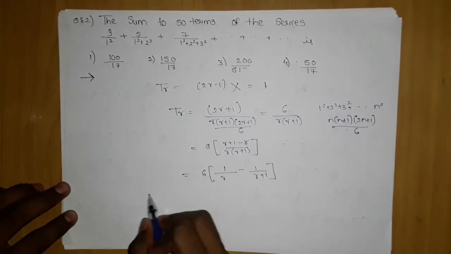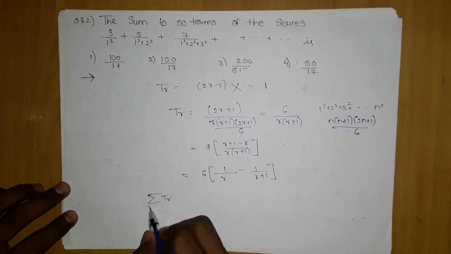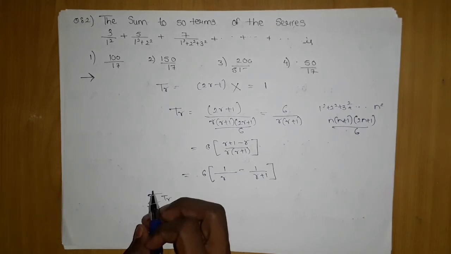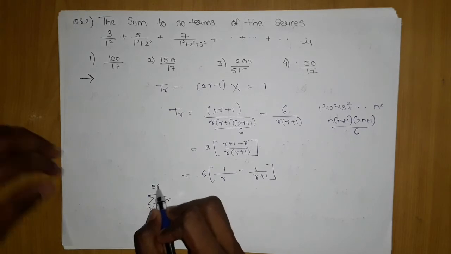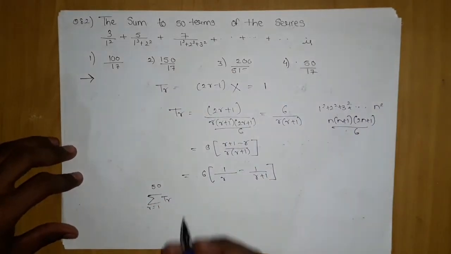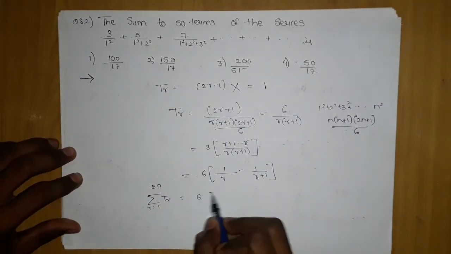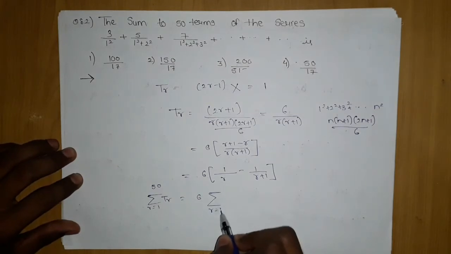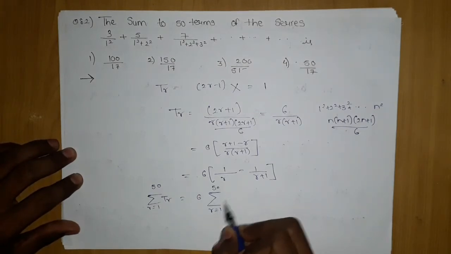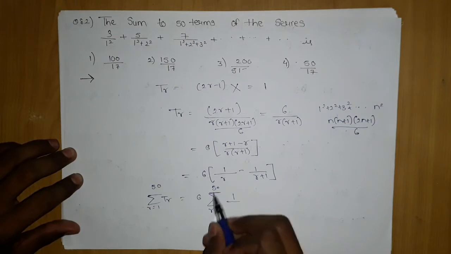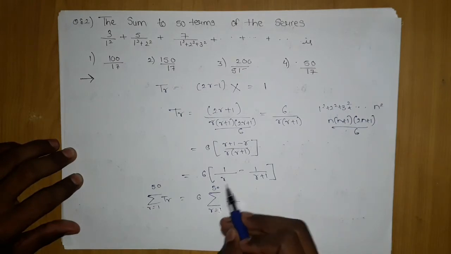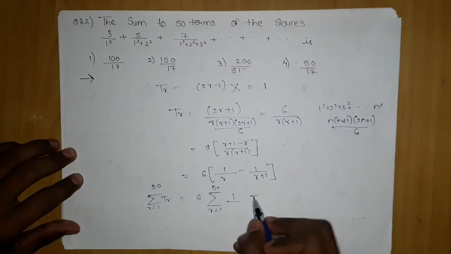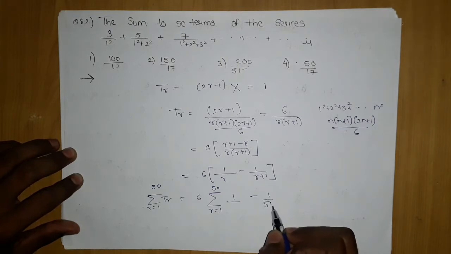Okay, now I will apply summation in T_r from r equals 1 to 50, because I want the sum of 50 terms. The moment I apply this, since it is a telescopic series, I will put the lower limit in the lowest value and 50 in the higher value. Since this is the lowest and this is the biggest, here it will become 1, here it will become 51.